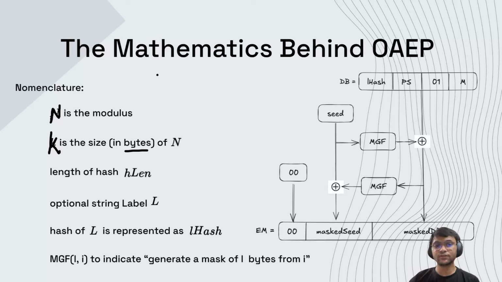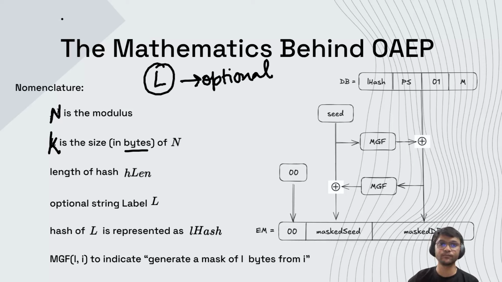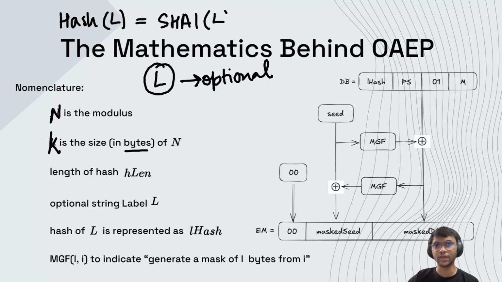We'll use an optional string called L. The string is optional, and we'll compute the hash of this string, hash of L. In this example throughout, we'll be using SHA-1 as a hash function. So let's say we compute the SHA-1 of this L, and this is called L hash, the thing that we have mentioned right here, the first block of the data block. Now, the length of the L hash is hlen.